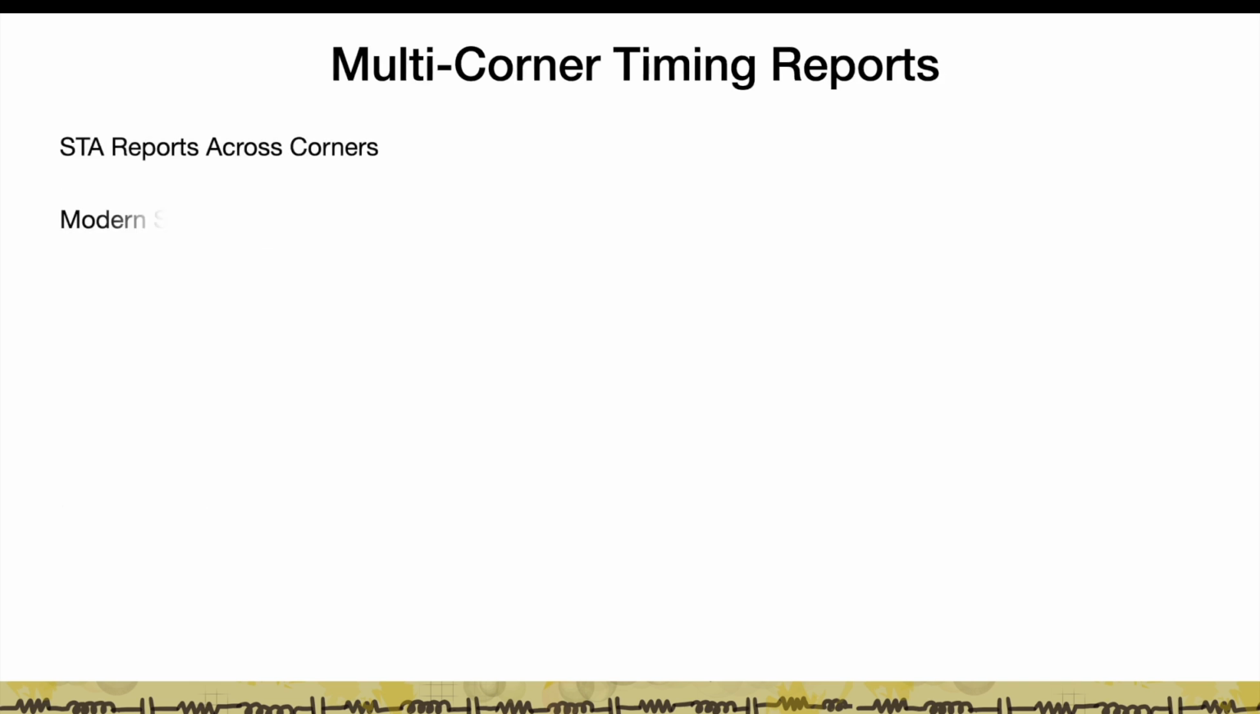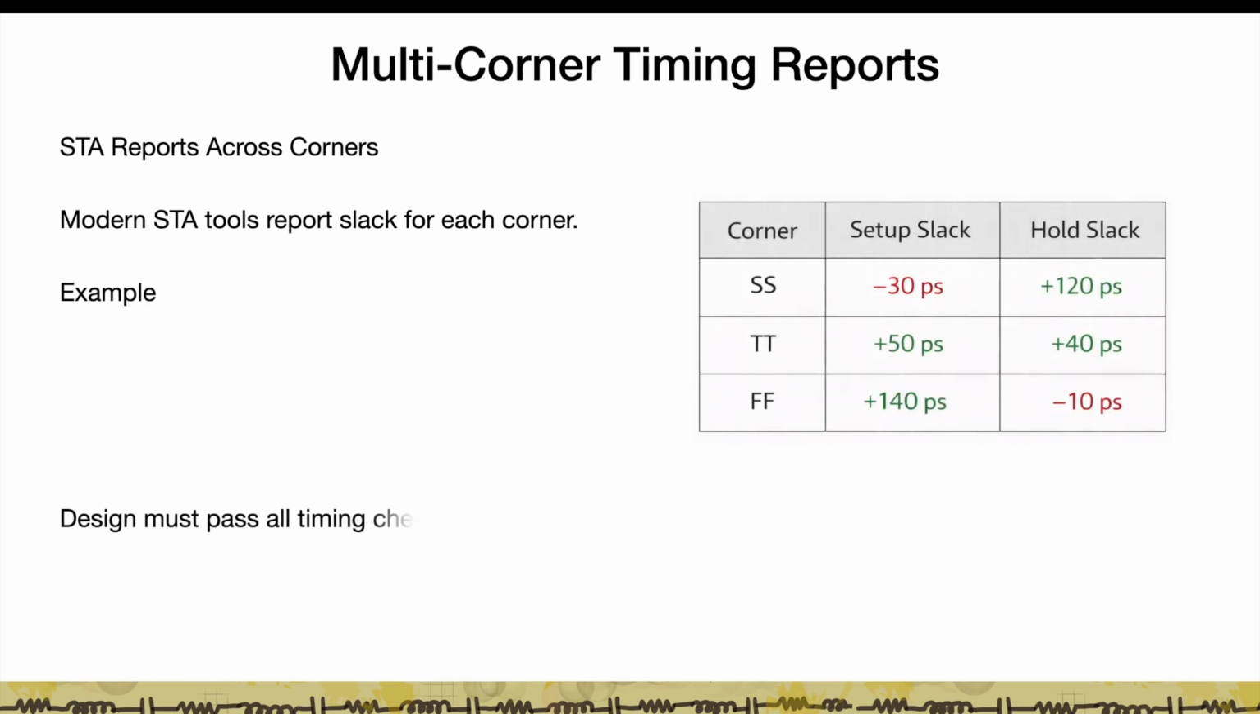When an STA tool runs multi-corner analysis, it produces a report that looks like the table on the slide. At SS, the setup slack is minus 30 picoseconds, violation. Hold slack is 120 picoseconds, comfortable. The path is slow, so hold is not a concern. At TT, setup slack is 50 picoseconds, hold slack is plus 40 picoseconds, both pass. At FF, the setup slack is plus 140 picoseconds. The path is fast, so setup is easy. The hold slack is minus 10 picoseconds, a violation.